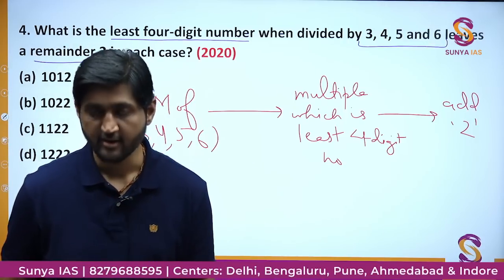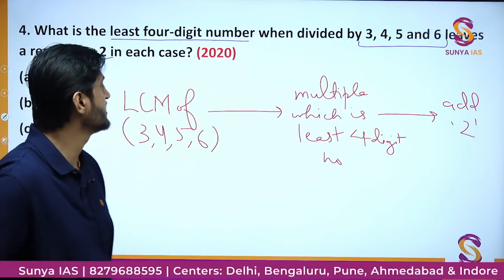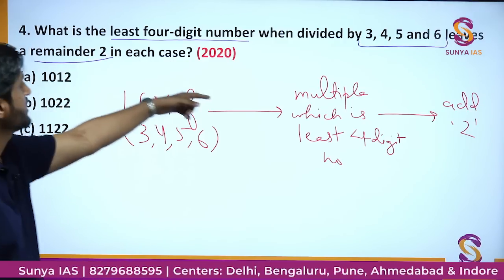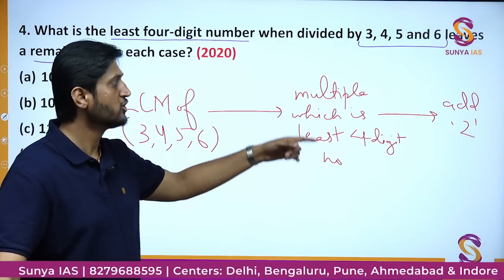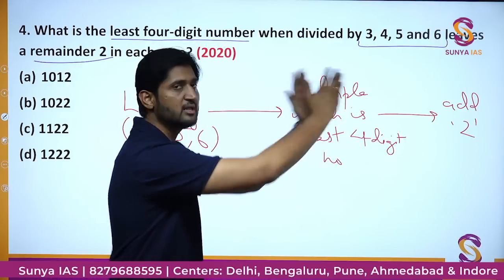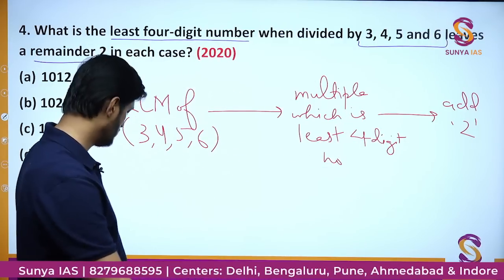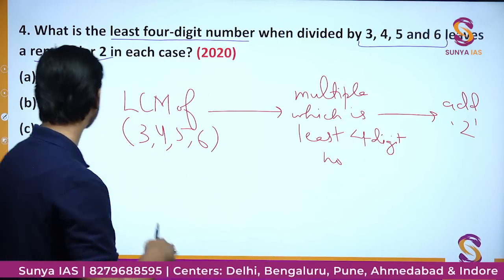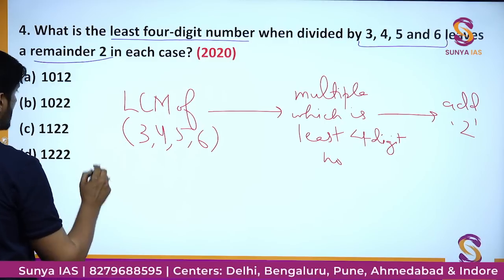So is it clear? What we are doing is that we are interested in finding a number which, when divided by all of 3, 4, 5 and 6, and which is also the least 4-digit number, should leave a remainder of 2. That is the question, and I have summed it up into this 3-step process. What we have to do is just follow the process to reach the answer. So the first part says LCM of 3, 4, 5 and 6.